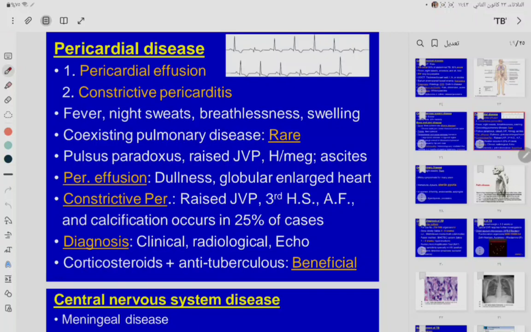Diagnosis is radiological, clinical, echo, and for treatment you give anti-TB and steroids. So there are two things for which you give steroid in TB management.